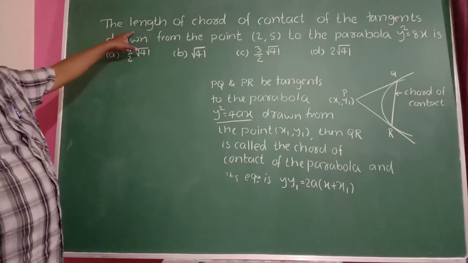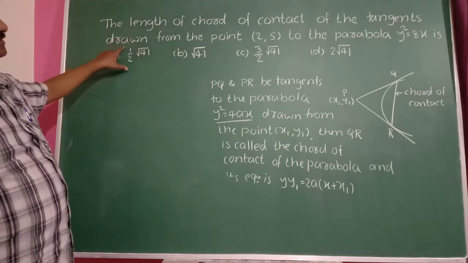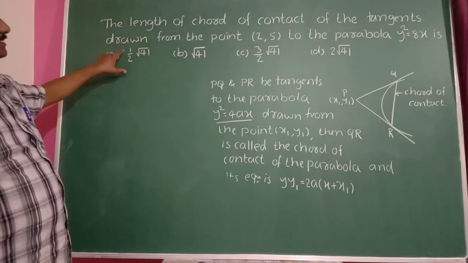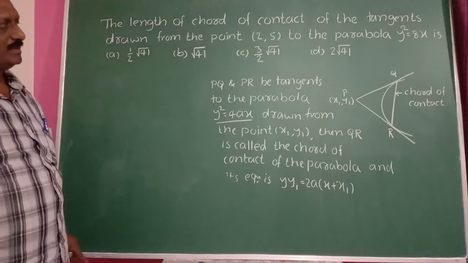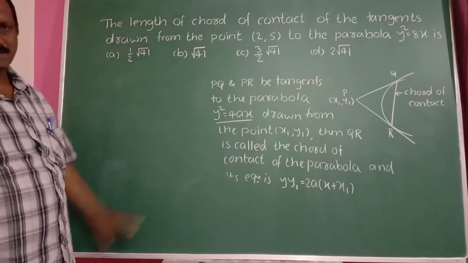So the length of a chord of contact of the tangents drawn from the point (2, 5) to the parabola y squared equals 8x. Four options are there. So this example depends upon this theory here.